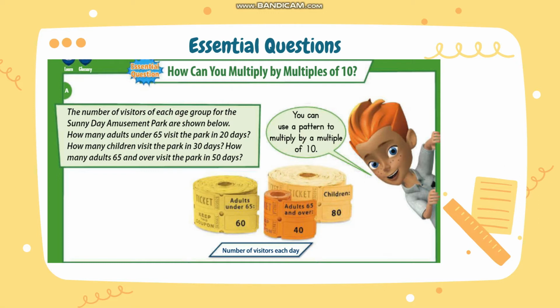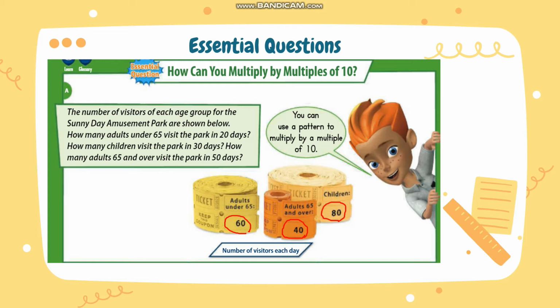The number of visitors of each age group for the Sunny Day Amusement Park is shown below. How many adults under 65 visit the park in 20 days? And how many children visit the park in 30 days? And how many adults 65 and over visit the park in 50 days? As you can see, for the adults under 65 we have 60. For the adults 65 and over, we have 40 visitors each day. And for the children, we have 80 visitors each day.